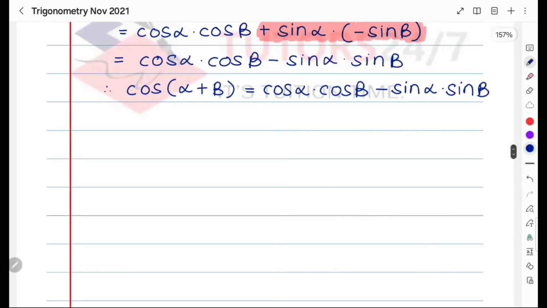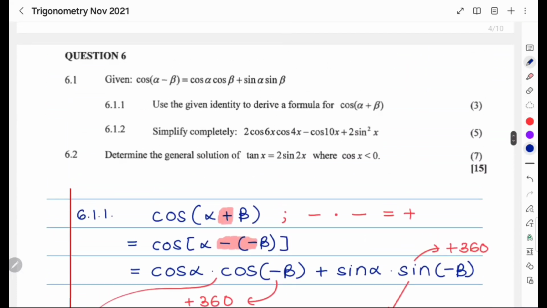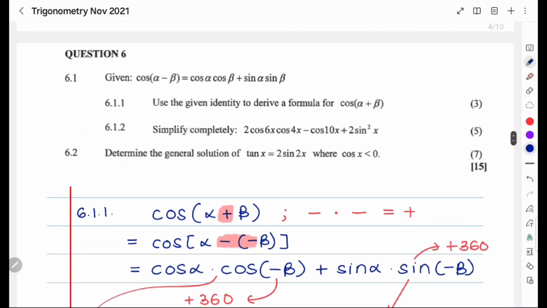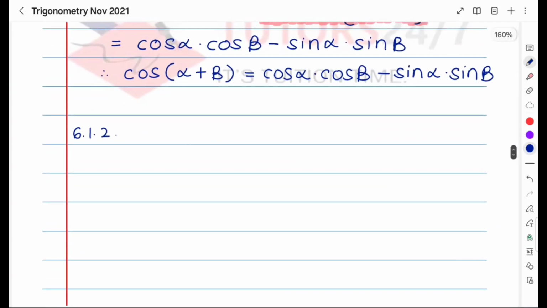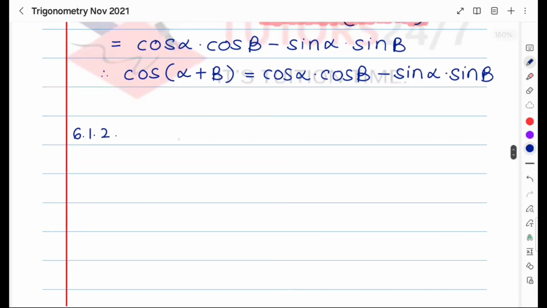Then we have question 6.1.2. Question 6.1.2 states, simplify completely. So we need to simplify 2 cos 6x cos 4x minus cos 10x plus 2 sine squared x. So let us write that down quickly.